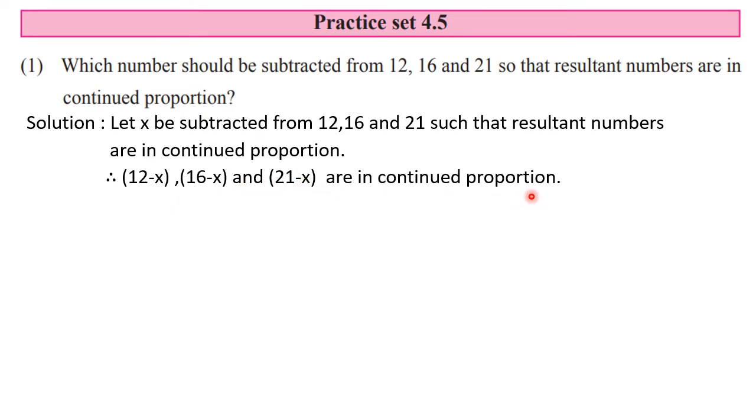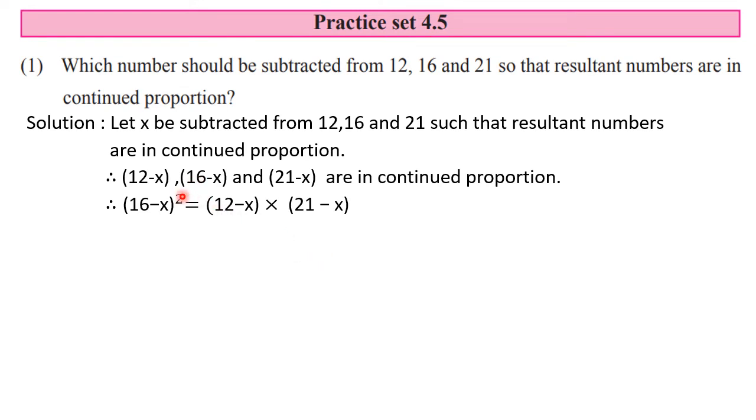Now when they are in continued proportion, either we can write 12 minus x upon 16 minus x is equal to 16 minus x upon 21 minus x, or we can write down the square of the middle number, which is called the mean proportional, is equal to the product of the remaining two. Either way you can write, in numerator denominator form or like this, as you know that both the statements are equivalent.